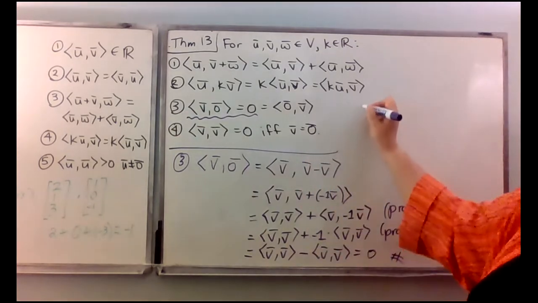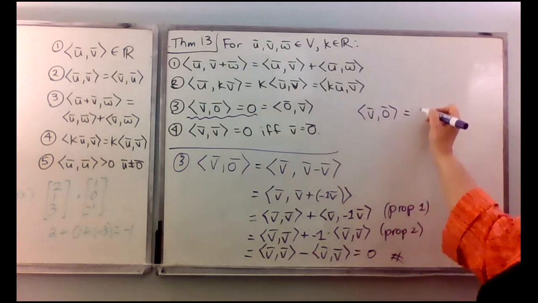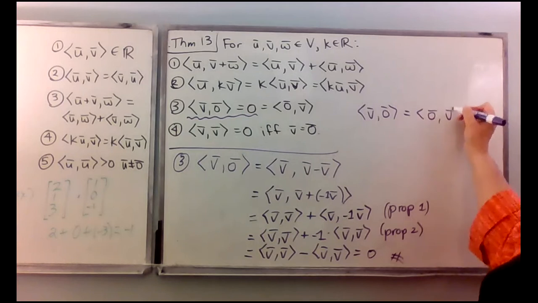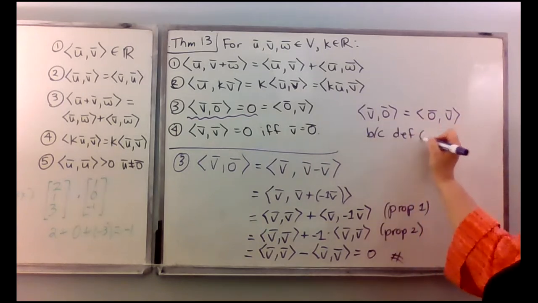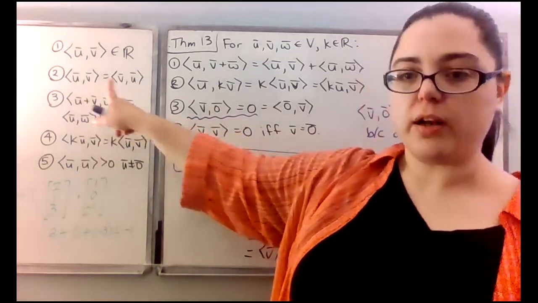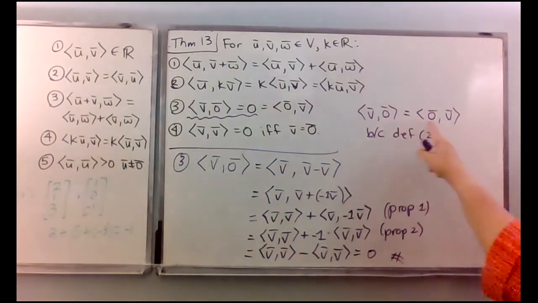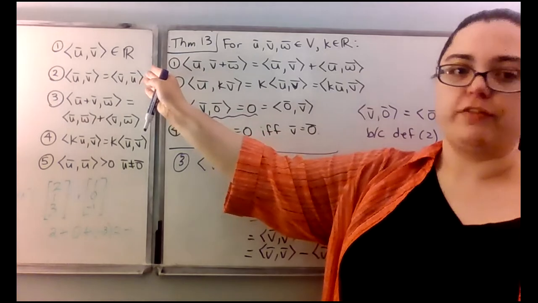So what we've done here is we've established this first piece of this equality. We know that the inner product of v and 0 is the same as the inner product of 0 and v because of the second part of the definition, right? So we are commutative with our inner product. So we know that these two are going to be the same thing. So this part is just sort of inherited from that commutative feature here.